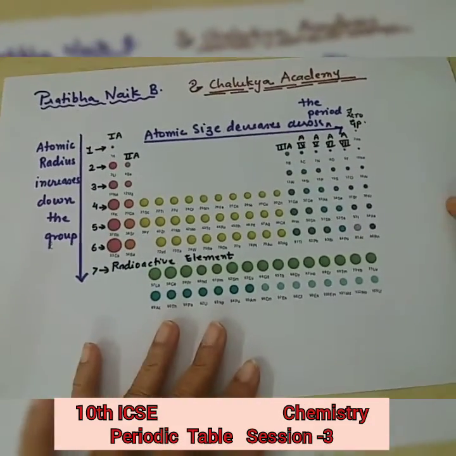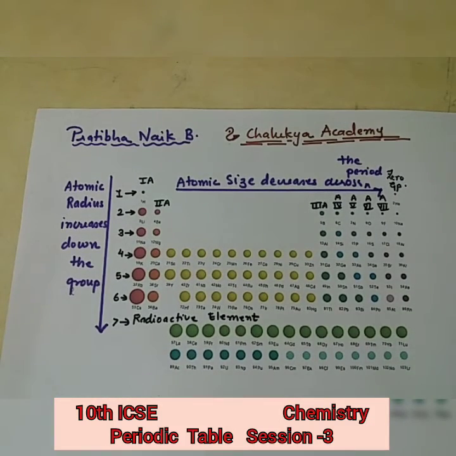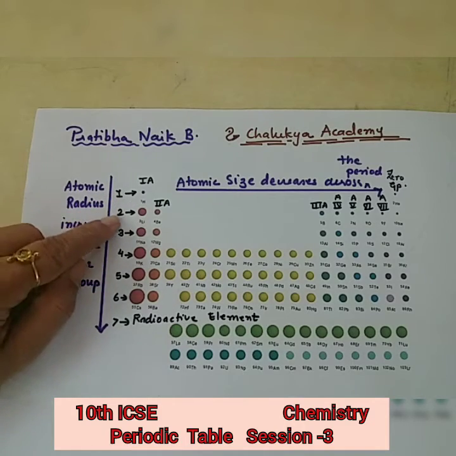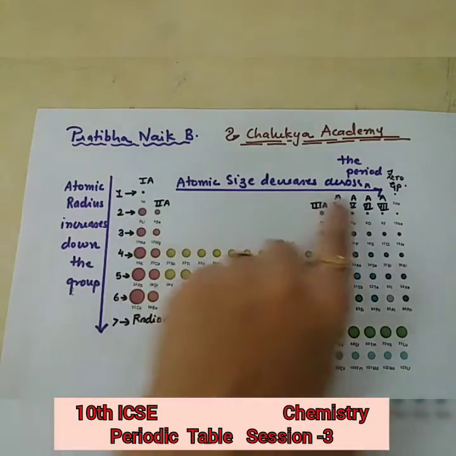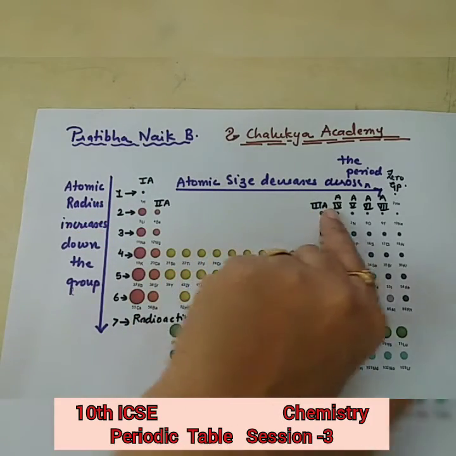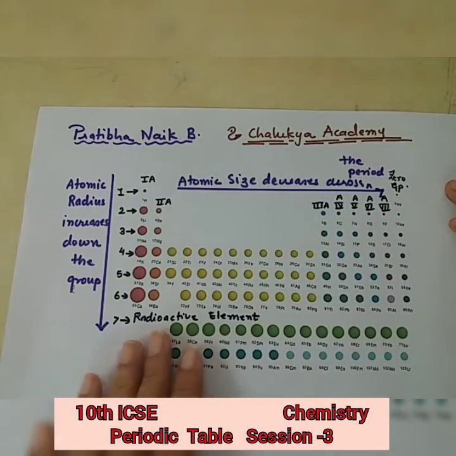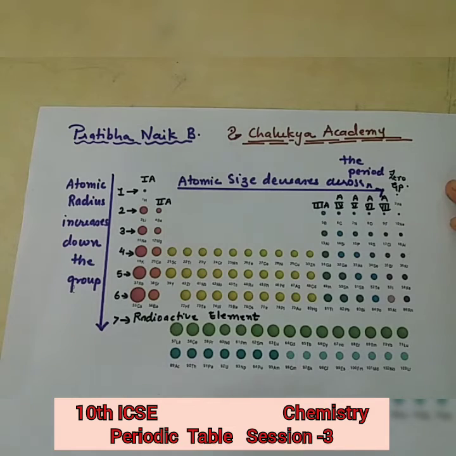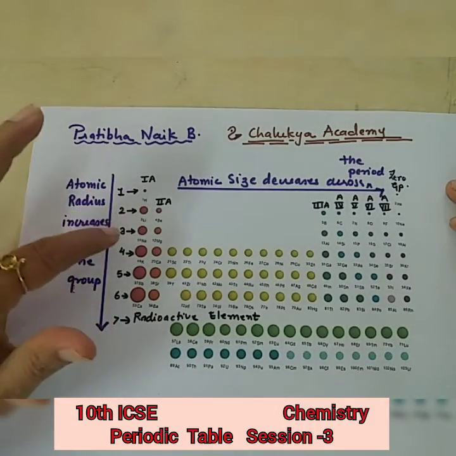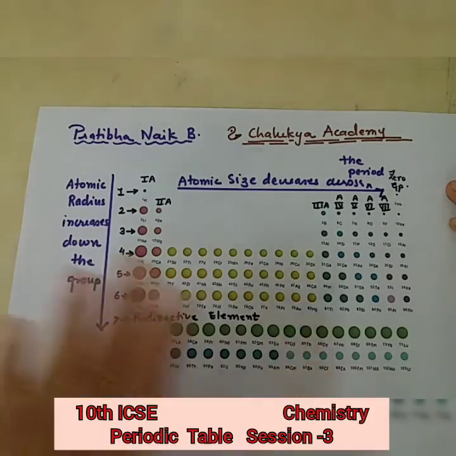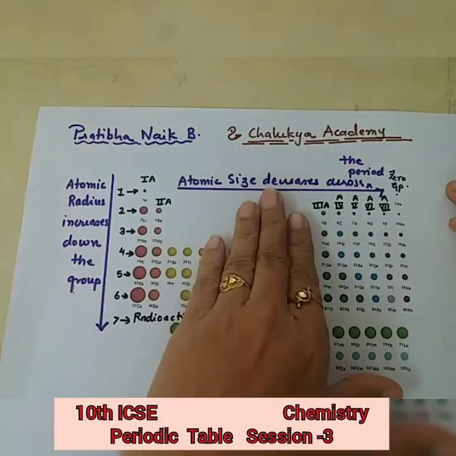Okay, so in the last session we have seen this chart, the trend of atomic size in the periodic table. So here we can see these are the period numbers, period 1, period 2, period 3 and so on. These are the group 1A, 2A, 3A, 4A, 5A, 6A, 7A and 0 group. As I told you, we are not going to see the properties of 7th period, and in 10th ICSE the portion for the board is you have to learn the elements thoroughly up to period 3. So now in the periodic table, atomic size decreases across the period.